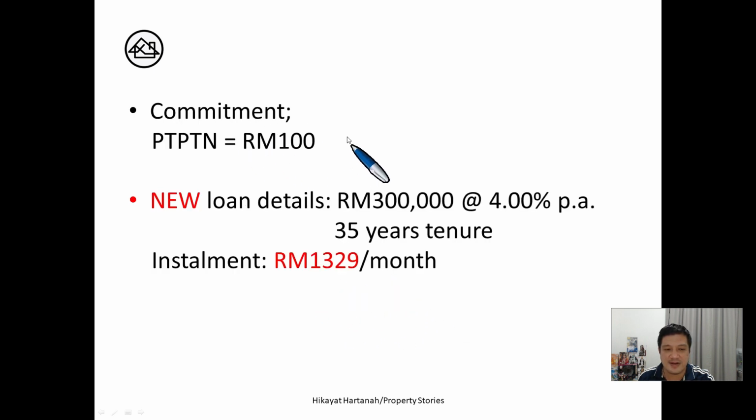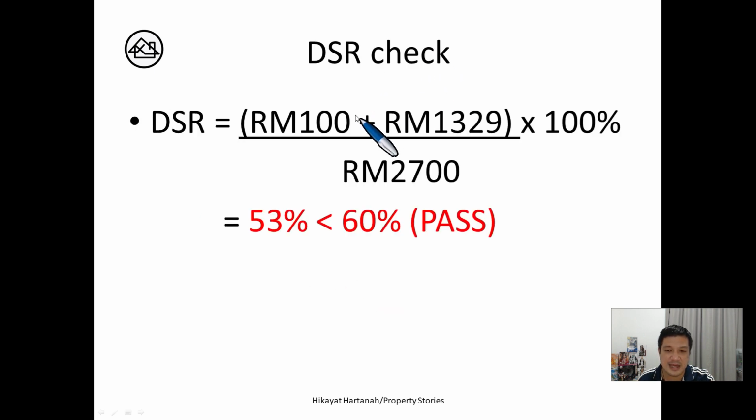The commitment now is 100 ringgit for PTPTN only. Don't even have a credit card. So now the new loan details are the same. Mr. Buy buys the same property, so the installment is the same. So you see the DSR check. DSR is 100 ringgit plus 1,329 times 100% over 2,700, which is the net income. It's only 53%. DSR is less than 60. The allocated one is 60, assuming so because the gross income is only 3,000. This person actually passed. This applicant can go to HQ, but not before checking the NDI.